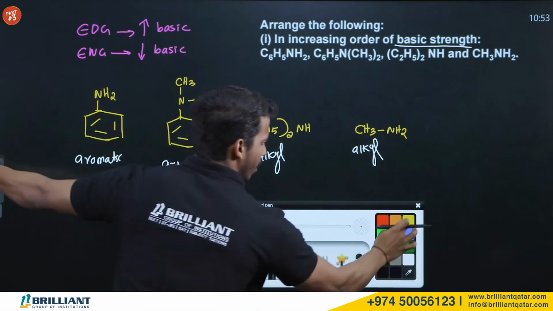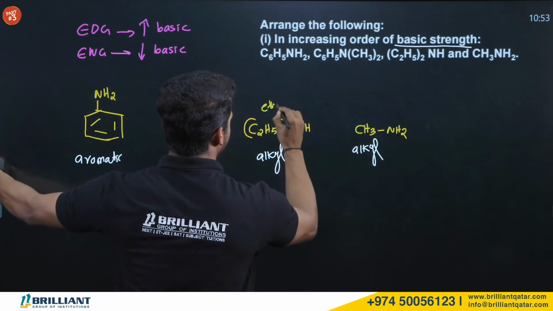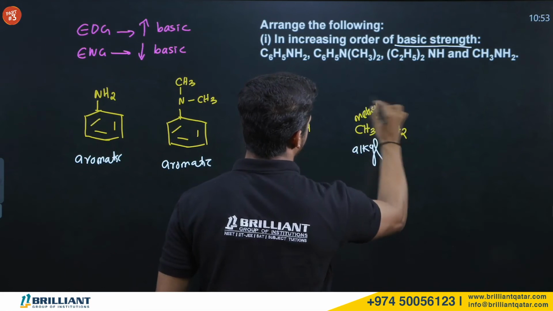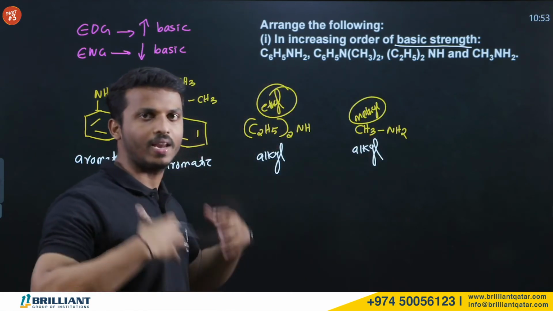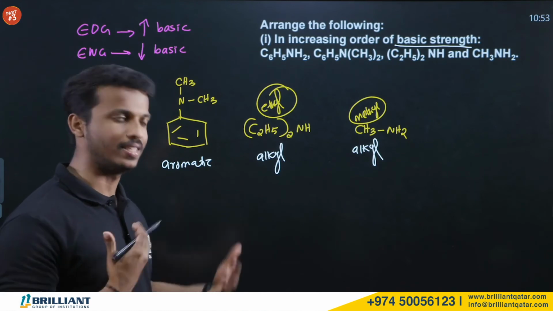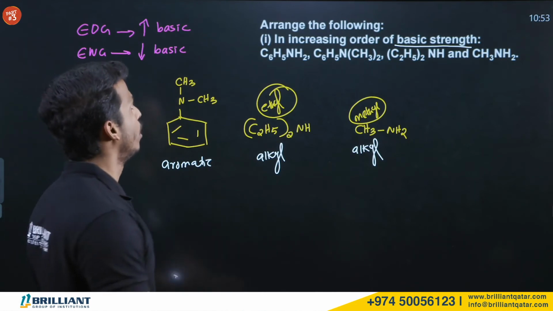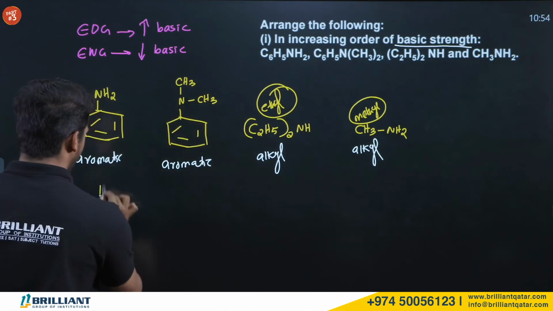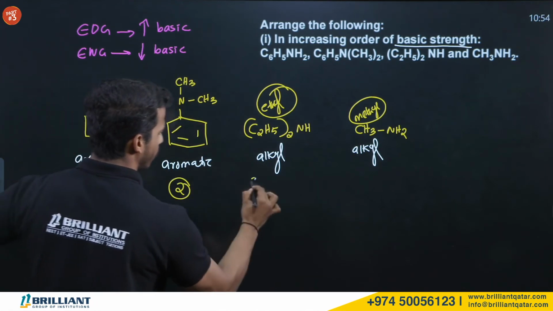So here we have the ethyl group and here we have the methyl group. Which is more donating, methyl or ethyl? Ethyl is the more donating group, so it will increase the basicity more. So, increasing order, right? Increasing order. So let me just number the compounds. Number 1, number 2, number 3, number 4.